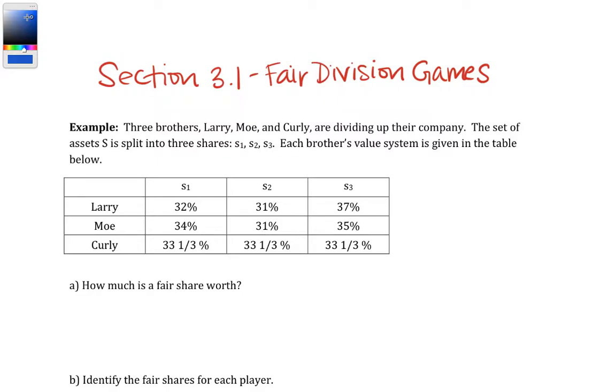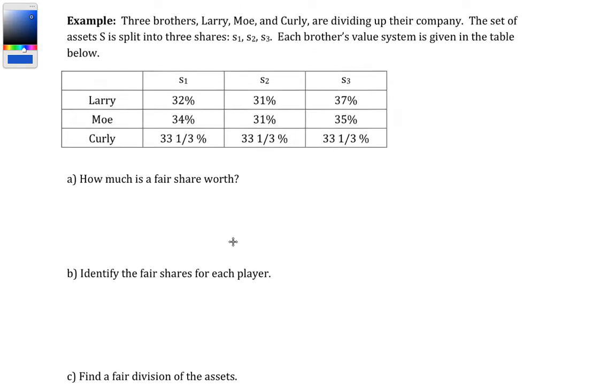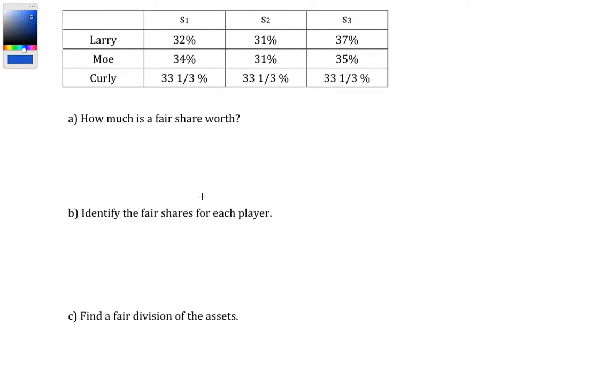Hi everyone, today we're going to do some examples from section 3.1, which is about fair division games. Our first example: three brothers Larry, Moe, and Curly are dividing up their company, and they split it into three shares called S1, S2, and S3. We have this table below telling us how each brother values each share. So for instance, Curly values every share equally, but Moe values S2 the least and likes S1 and S3 better.